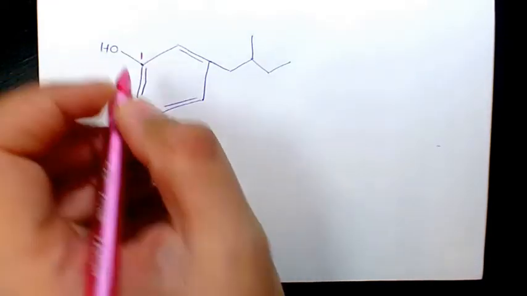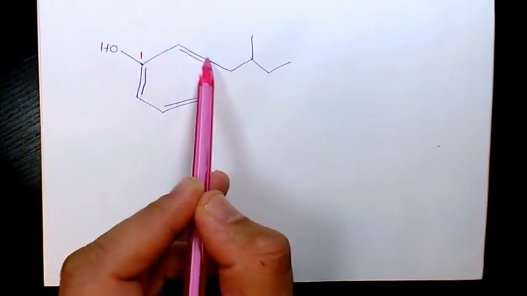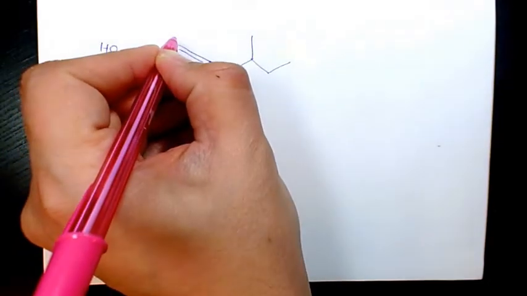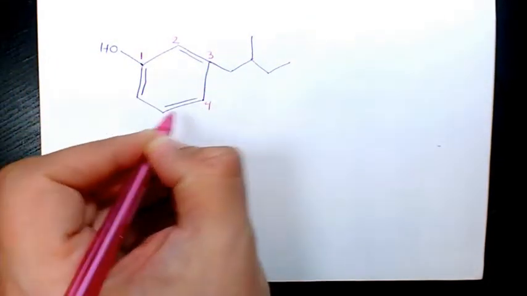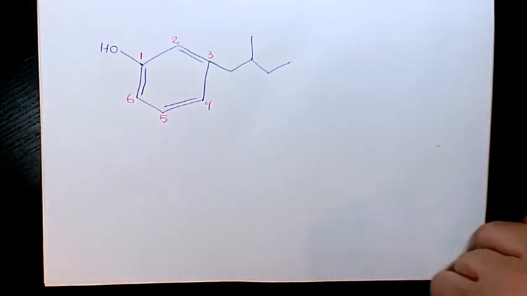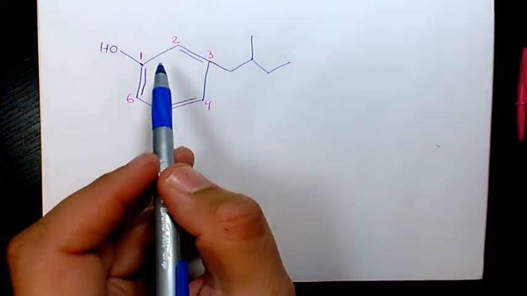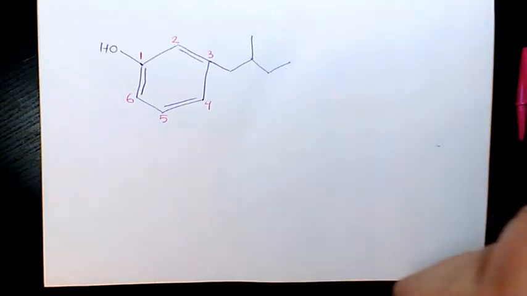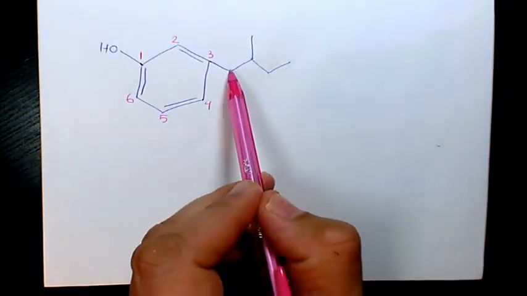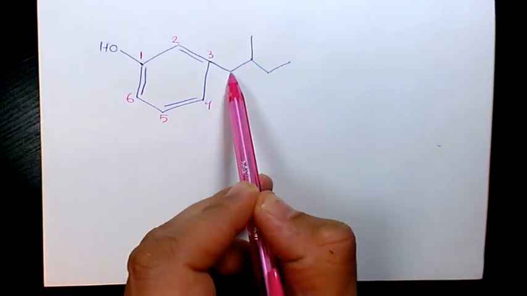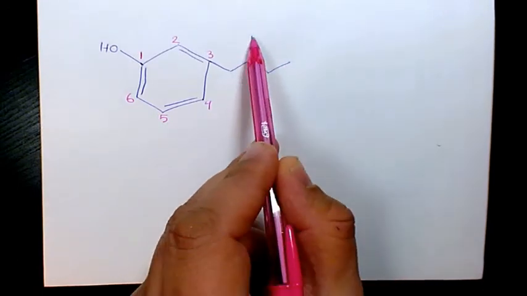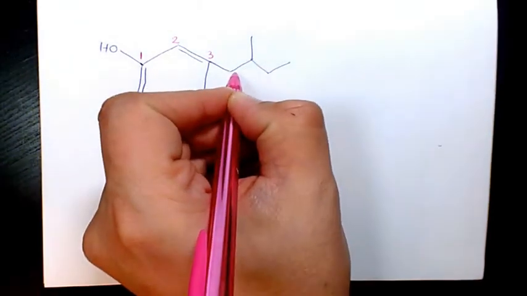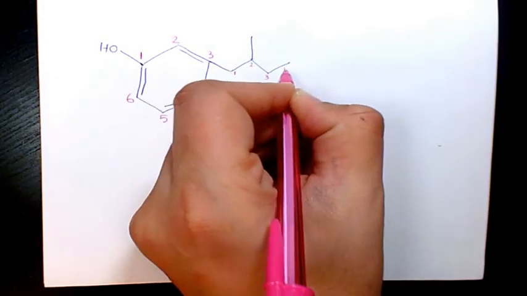It's going to be 1, and I need to go this way, not this way, because this branch is closer to hydroxyl. So it's going to be 2, 3, 4, 5, 6. And then this branch, I need to name this branch separately as well. So it means that we have 1, 2, 3, 4 carbon. So it means that we are dealing with butane. And here we have a methyl group, which belongs to the second one. If I number this separately, 1, 2, 3, 4.